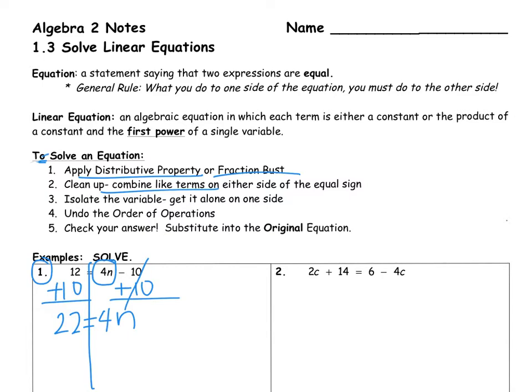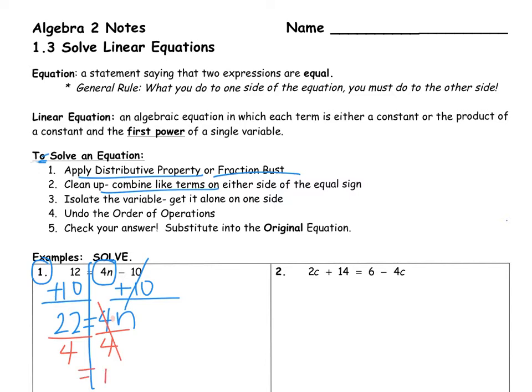So I still have to isolate my variable, so I'm trying to get my n all alone. So in order to undo times 4, because if I'm looking at this, we can see if it says 4n, it really means 4 times n. So if I'm trying to get my n all alone, to undo the times 4, we're going to divide both sides by 4. This is where some people start to get upset because they looked at this, 22 divided by 4. 4 doesn't go into 22 evenly.